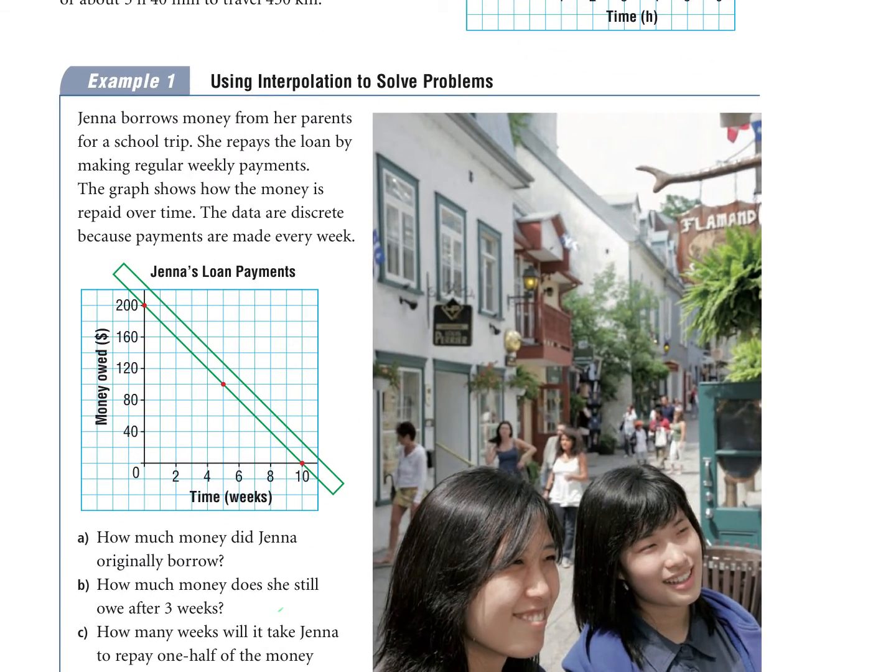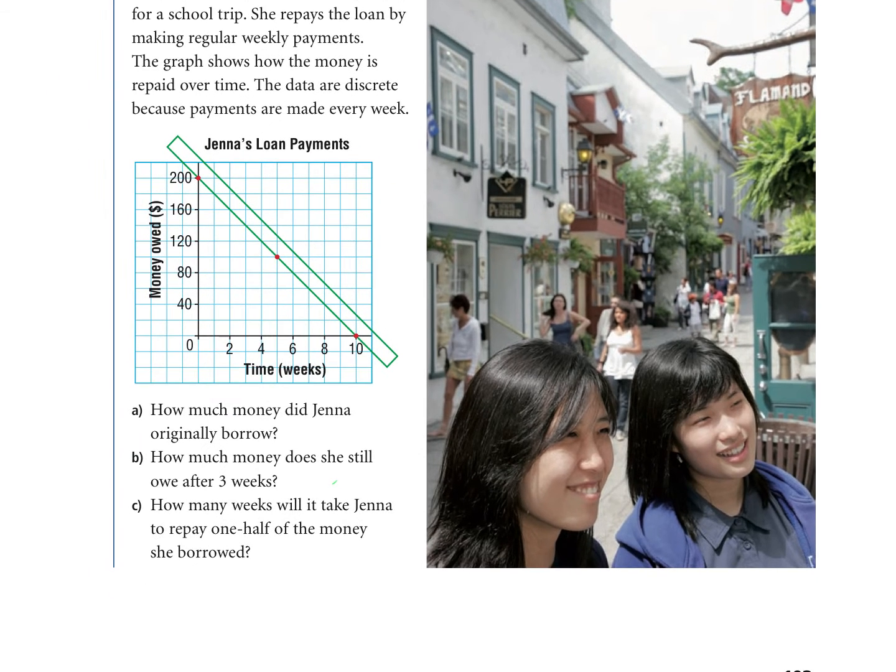Example number 1, use interpolation to solve problems. Jenna borrows money from her parents for a school trip. She repays the loan by making regular weekly payments. The graph shows how the money is repaid over time. The data are discrete because payments are made every week. So that means you wouldn't join them with a line. They're each individual, they're discrete data packets that don't get joined with a line.